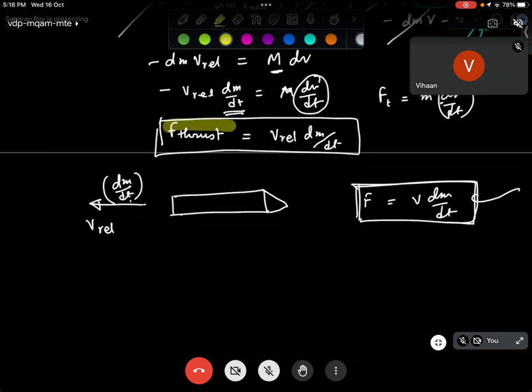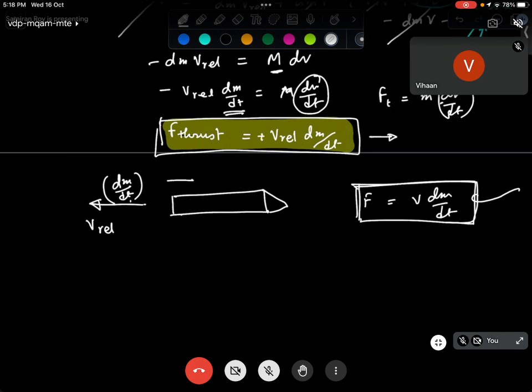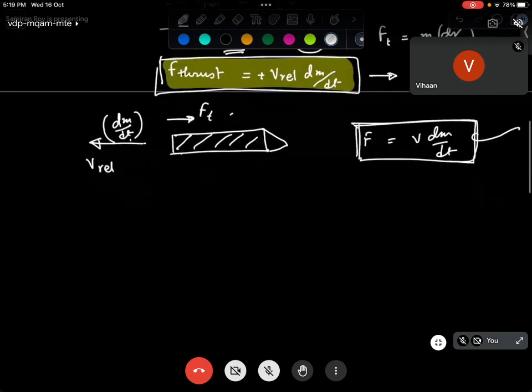Thrust force equal to what? v relative dm by dt. Is that clear? So this force will be positive. Why? It will act in the forward direction. Thrust force on this rocket will be positive. Is that clear?